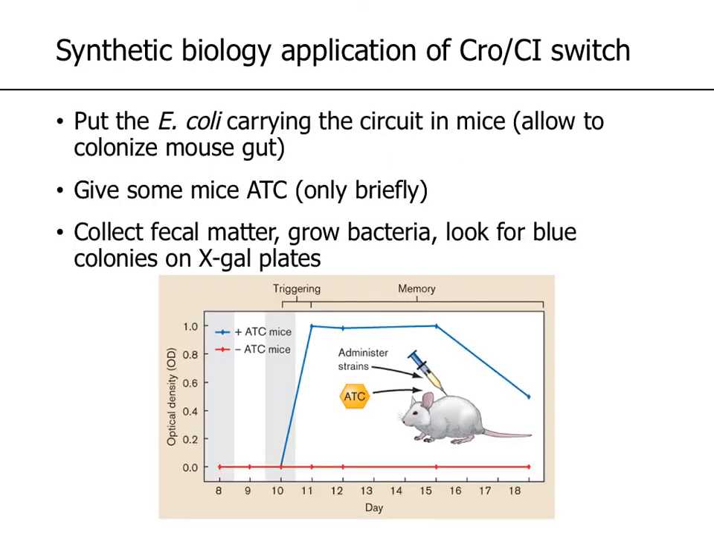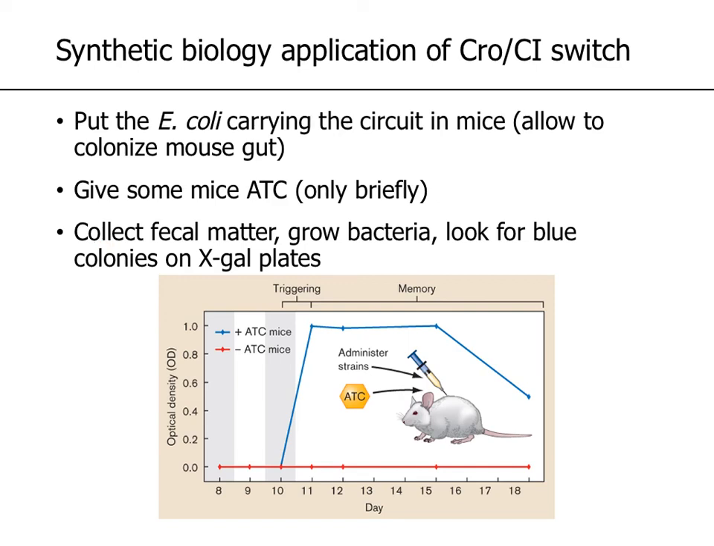So then what they did is they took it one step further. They took this E. coli carrying their circuit, and they put it into mice. So they fed it to the mice. It's slightly stronger than feeding them to the mice, but they forced them into the mice. They let the mice go for a few days and let the E. coli essentially colonize in their gut. Then they feed it some ATC. So just a short time point, so here, this triggering here, they give it some ATC.